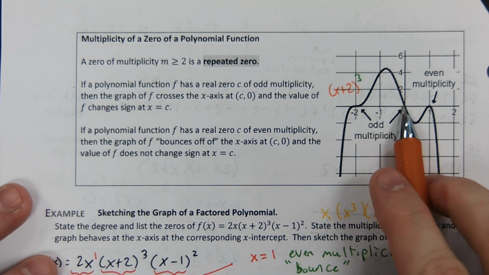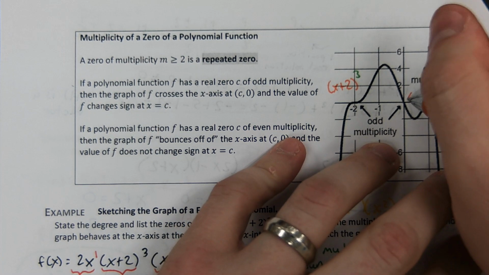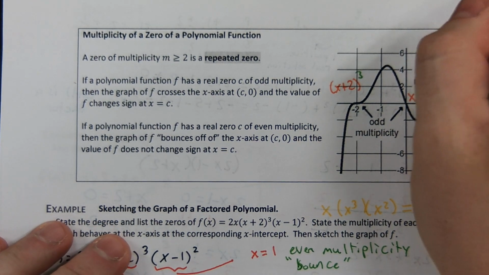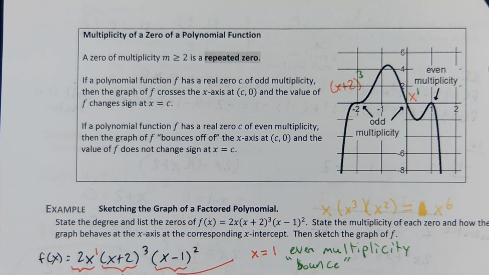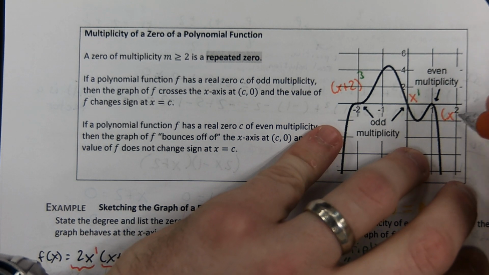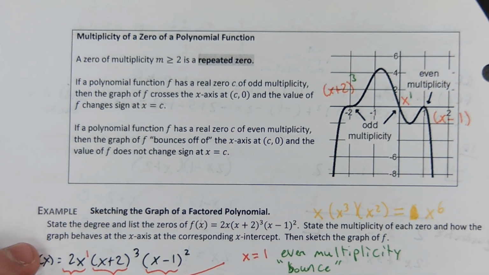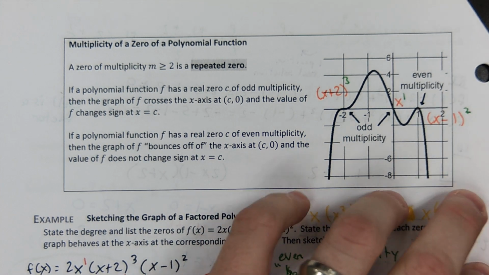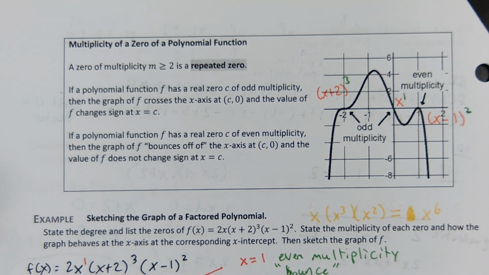Because it crosses through the origin, I know x is a solution. And because it crosses through as a line, I expect and know that 1 is its power. And because x equals 1 is a solution, I know that x minus 1 is a factor. And because it bounces, it's shaped like a quadratic, that power is probably a 2. Could it be a 4 or a 6 or an 8? I mean, it could. But it's probably a 2.